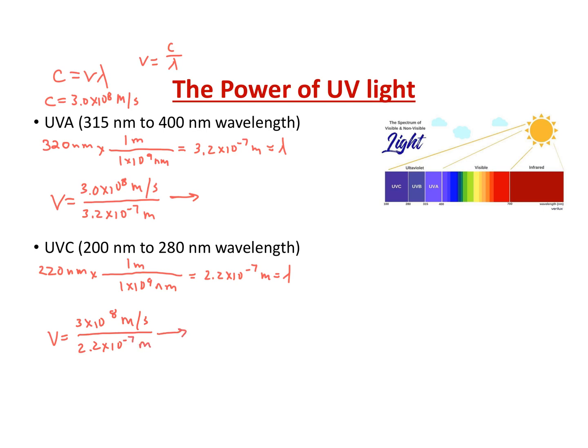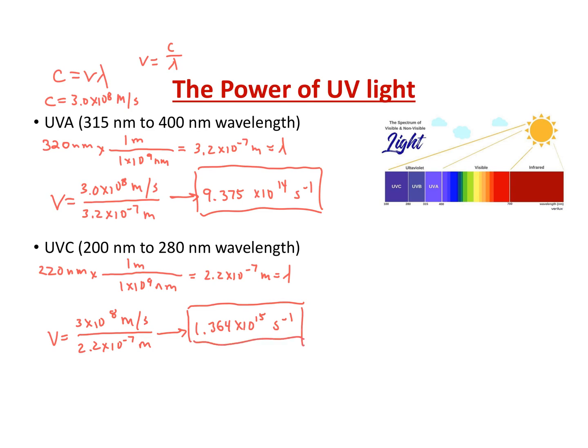So my frequency ends up being 9.375 times 10 to the 14th inverse seconds for UVA. And for UVC, I end up with 1.364 times 10 to the 15th inverse seconds. So there is my frequency for both of those lights. Well, now, to really compare those lights, right, I would need my energy. Let's compare the energies of both of those lights, and that requires one more calculation.